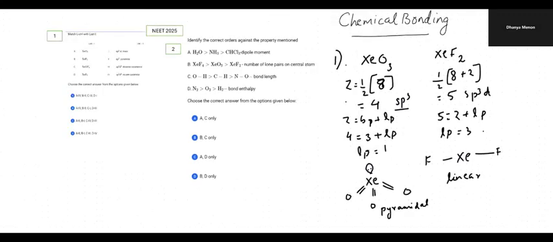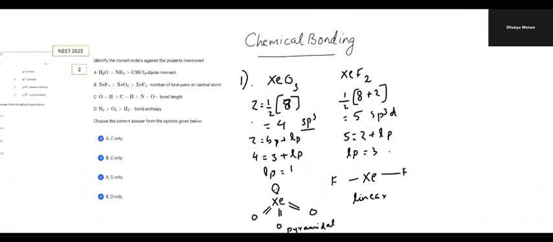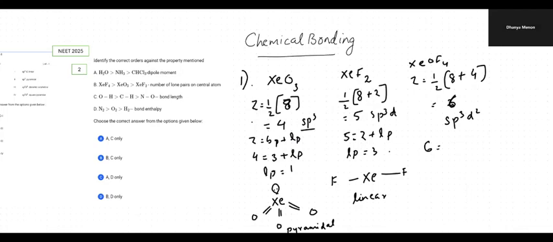Now the third one is XeOF4. So determining Z, half of the number of electrons in the outermost shell for xenon, plus there's no positive or negative charge, but 4 monovalent atoms. 8 plus 4, 12. 12 by 2 is 6. So it is sp3d2. Now coming to the lone pair of electrons, Z is 6. Bonds, how many bonds are there? 4 plus 1. 5 bonds are being formed plus 1. How many lone pairs are there? Lone pair is equal to 1.